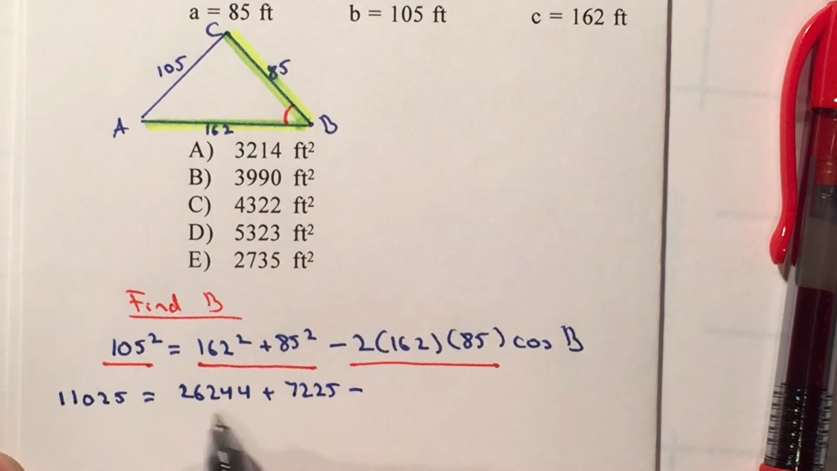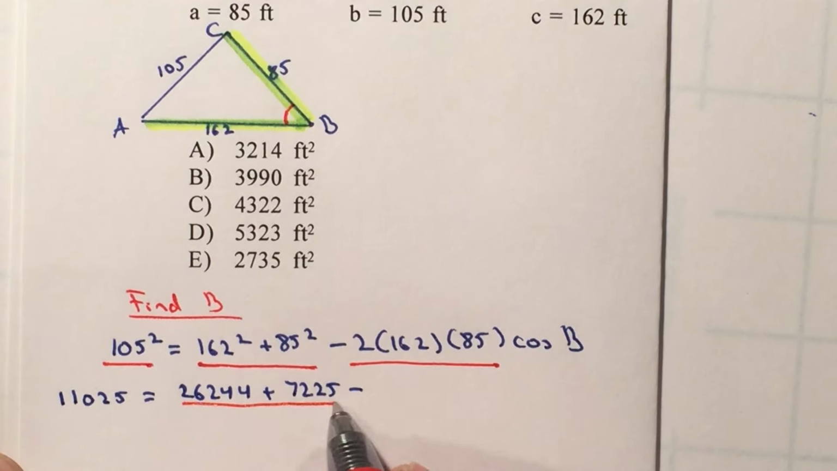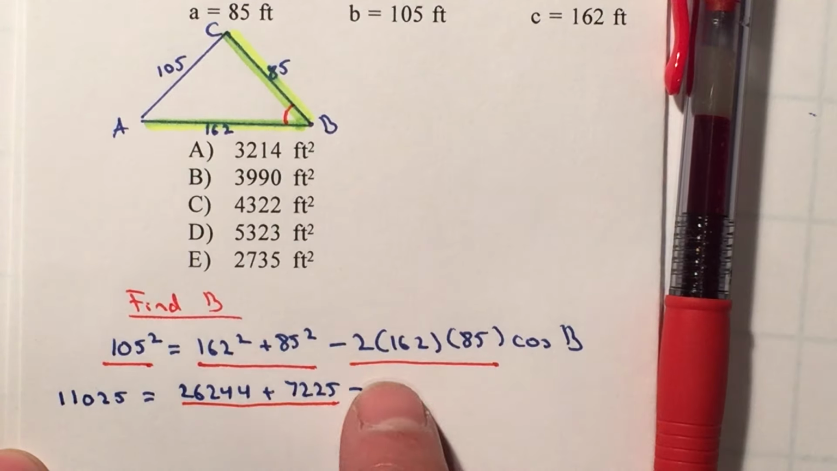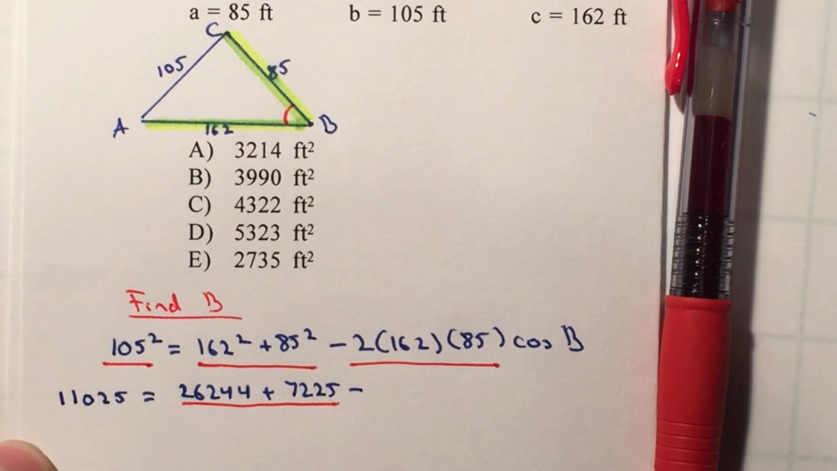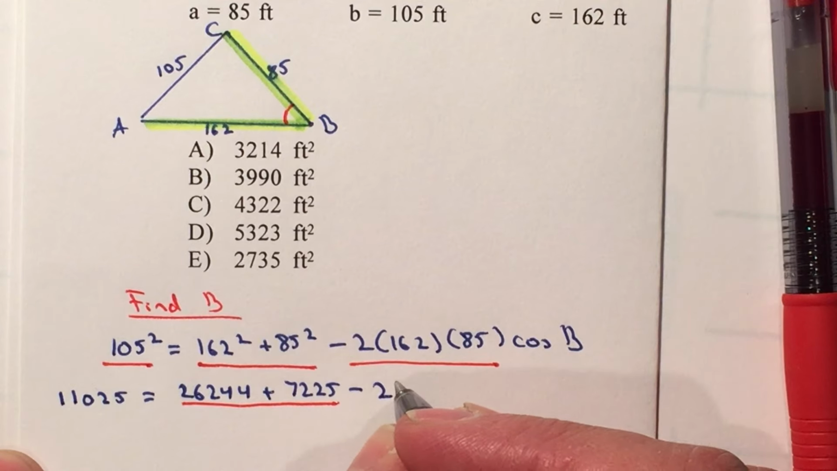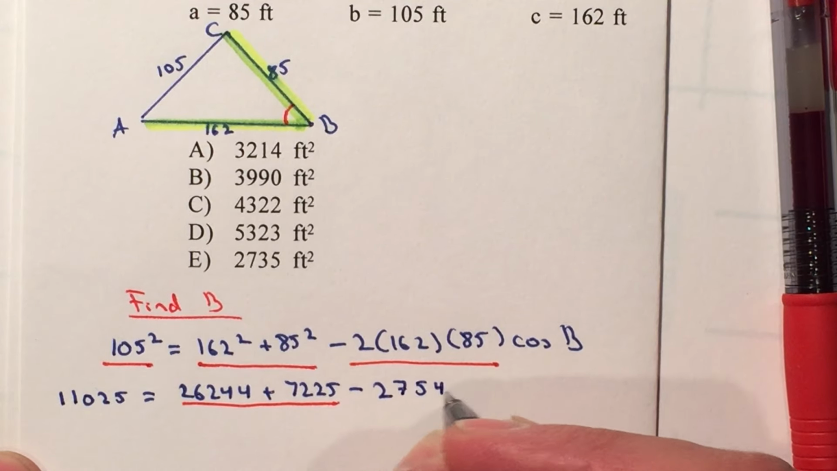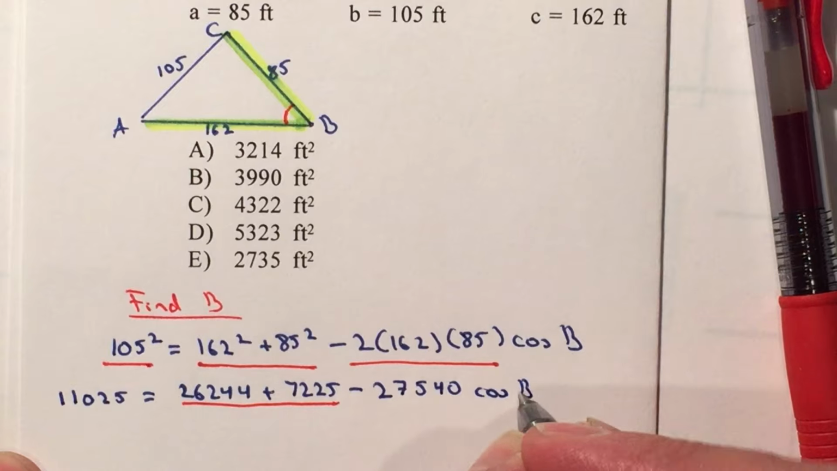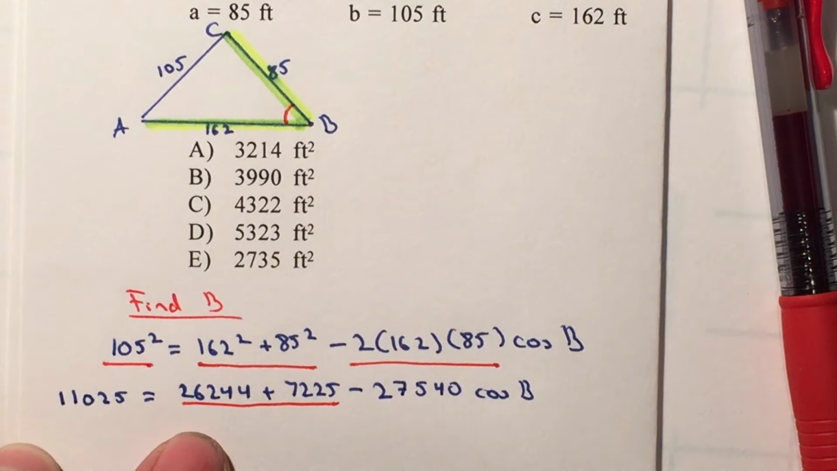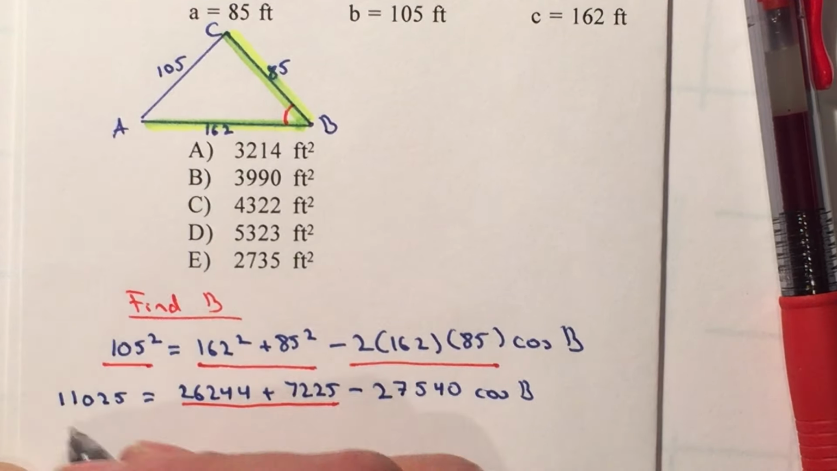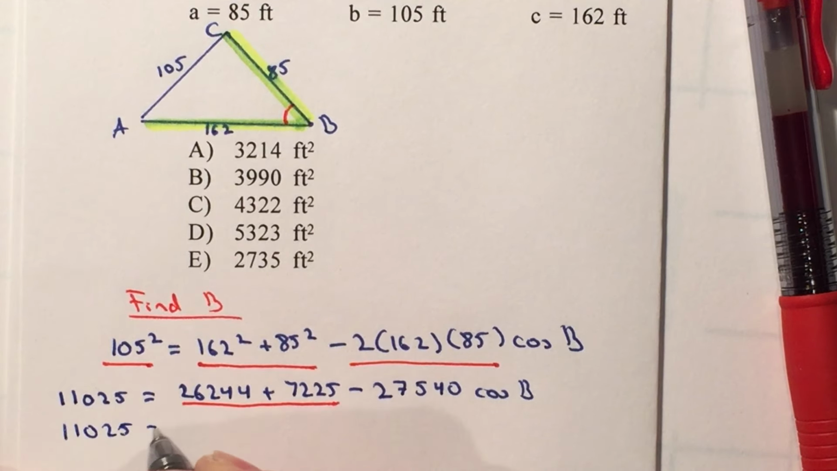Minus, and I said I was going to type this in the calculator. I'll go and add it on the next step. And let me just type this into the calculator together. So, times 162 times 85. So we get 27540 and cosine of B. So let me go and add those 2 quantities. So I can just do 162 squared plus 85 squared. So now I have to rewrite it.